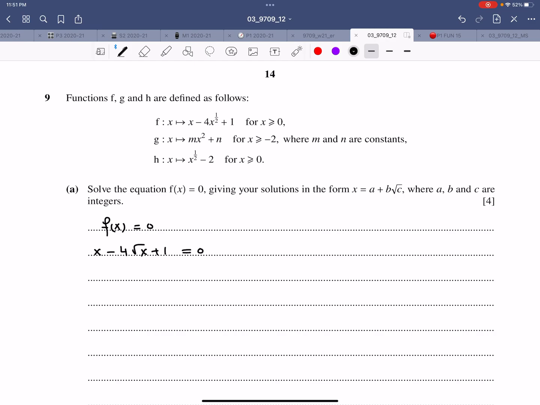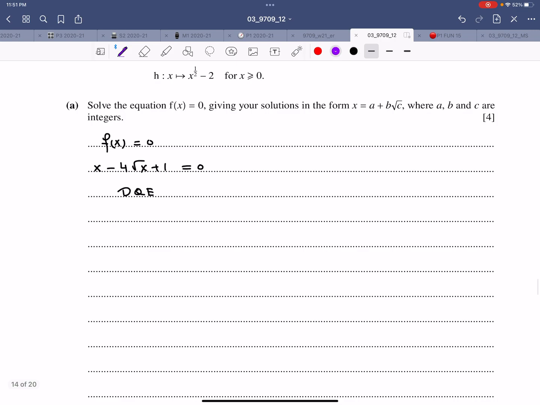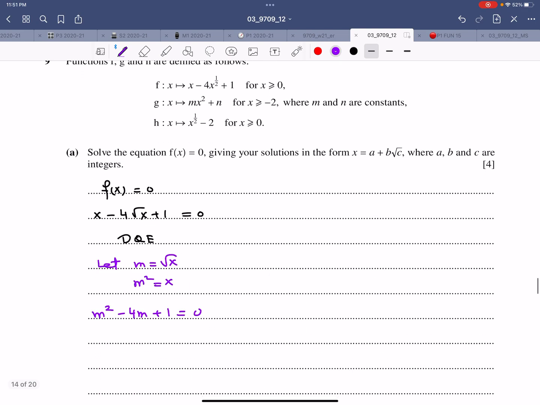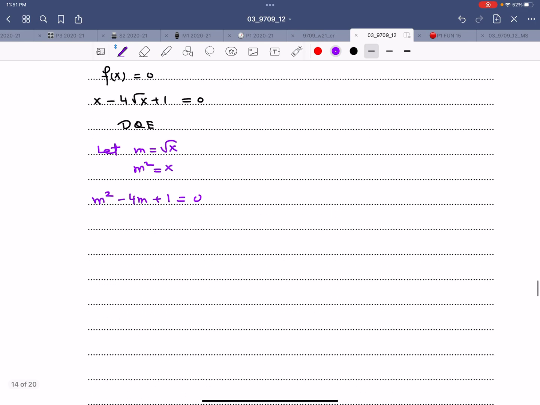This is a disguised quadratic equation. Let m equal root x, so m square is equal to x. So m square minus 4m plus 1 equals 0. Give your solution in this form. That means it won't factorize. So first of all, evaluate b square minus 4ac. That is (minus 4) whole square minus 4 into 1 into 1. 16 minus 4, that is 12.